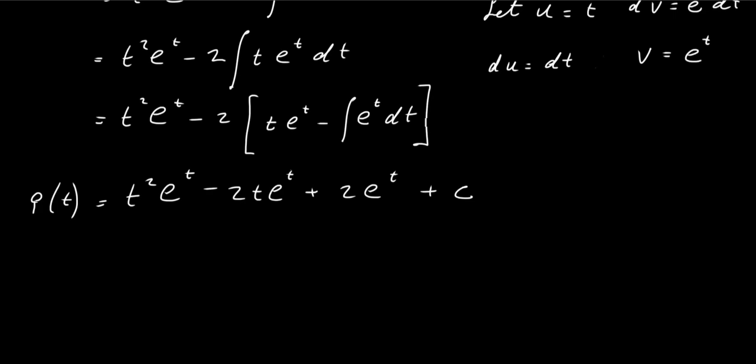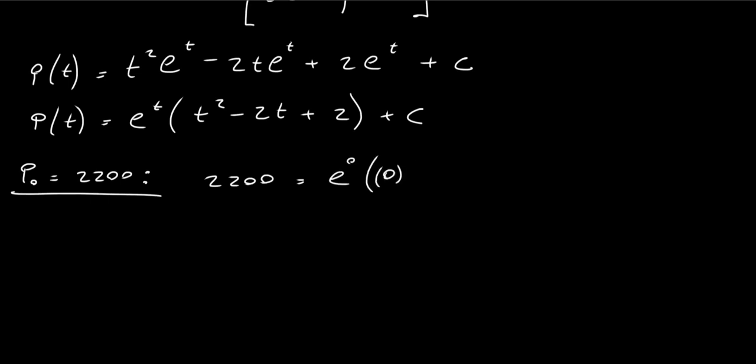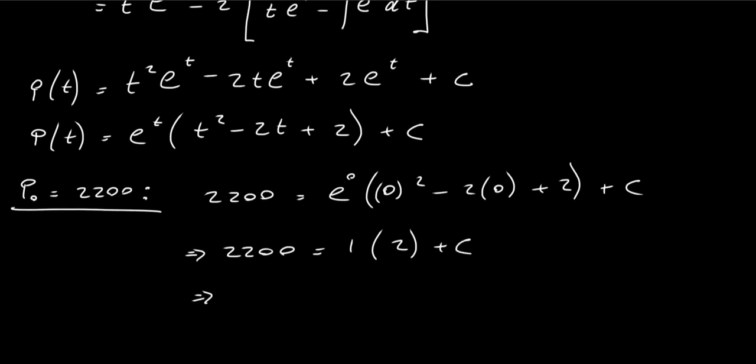So what I'm going to do then is just maybe factorize out that e to the power of t. So P of t is equal to e to the power of t times (t squared minus 2t plus 2) plus c. Now we were told in the question that P(0) is 2200, so that just means that 2200 will be equal to e to the power of 0 times (0 squared minus 2 times 0 plus 2) plus c. That'll give us 2200 is equal to 1 times... 0 to the power of 2 is 0, 2 times 0 is 0. We end up with a 2 there plus c. So we just subtract 2 from both sides and we get 2198 is equal to c.